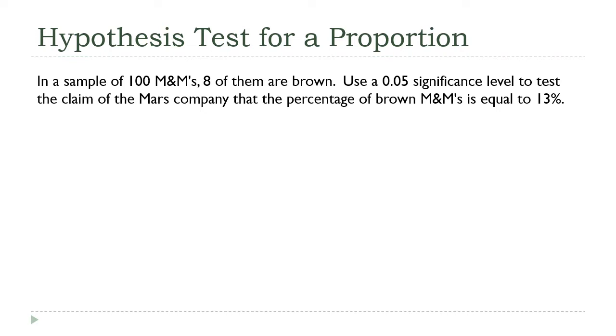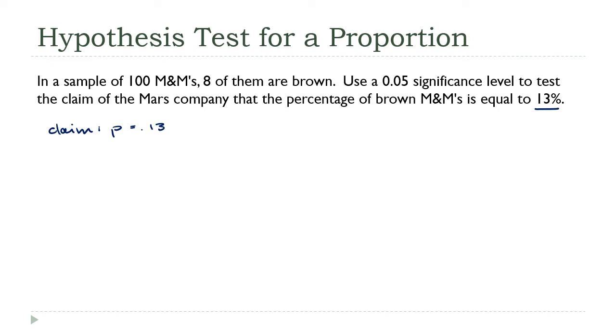The M&M Mars people have a claim about the proportion of each color that shows up in a bag of M&Ms. And specifically, they would like us to believe that 13% of any given bag is going to be brown. So that's going to be our claim. The claim is always what it is we're asserting. So the claim will be the proportion of brown M&Ms is 0.13.